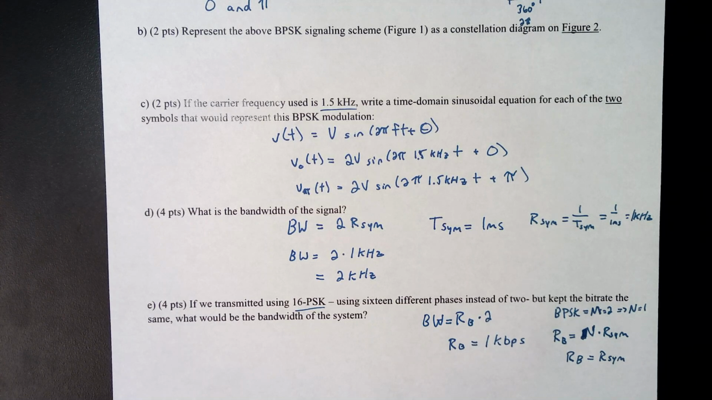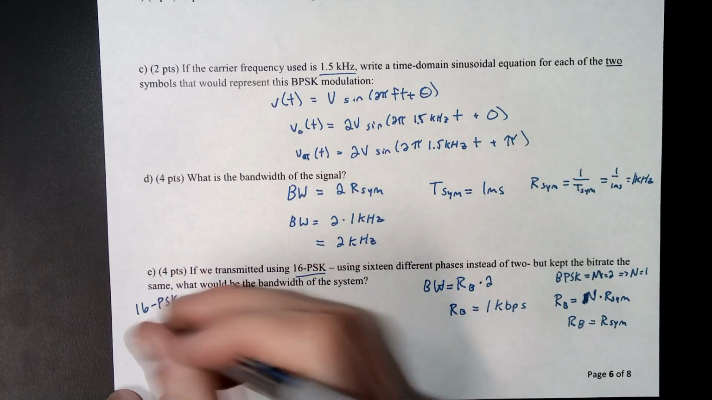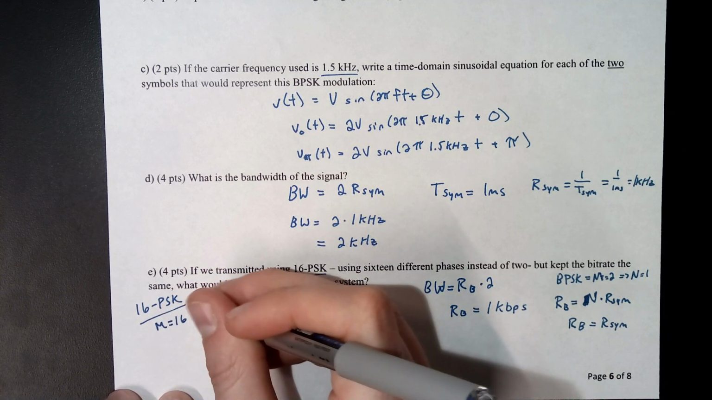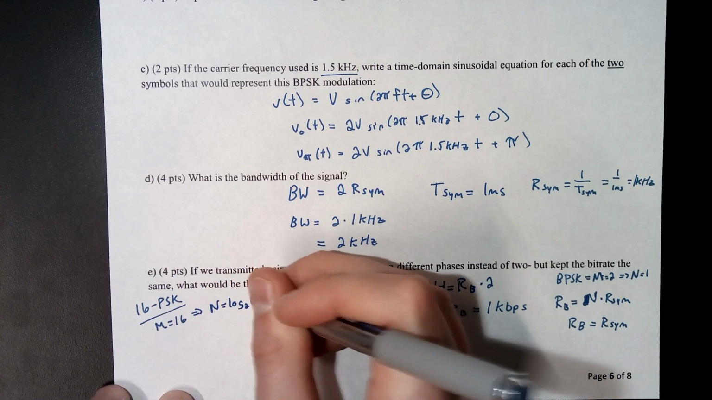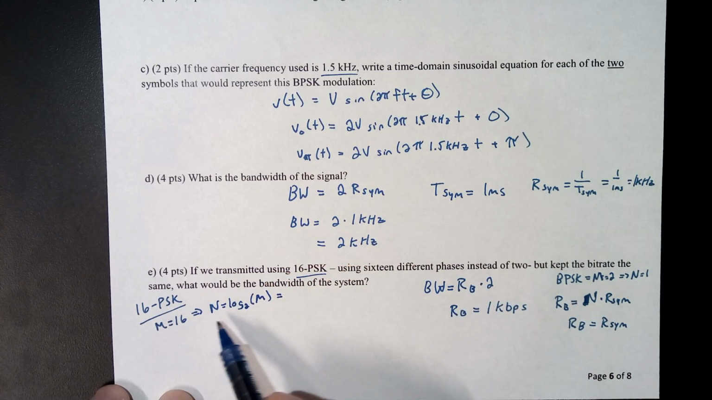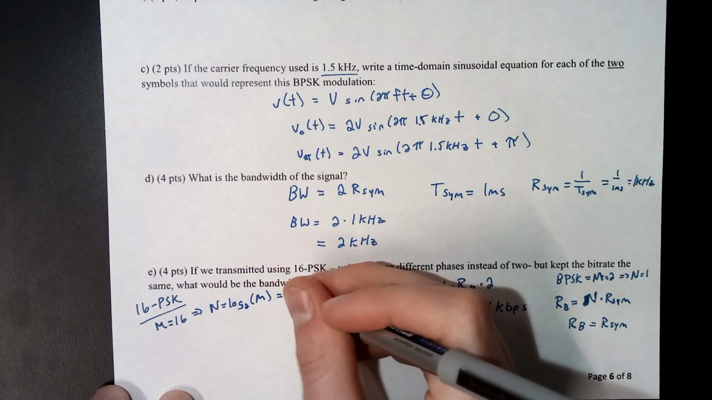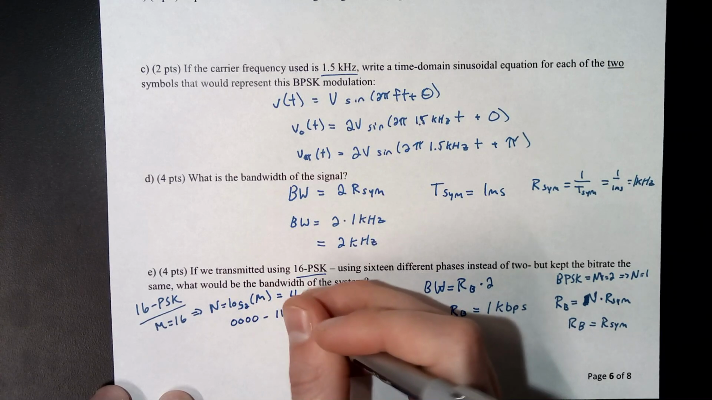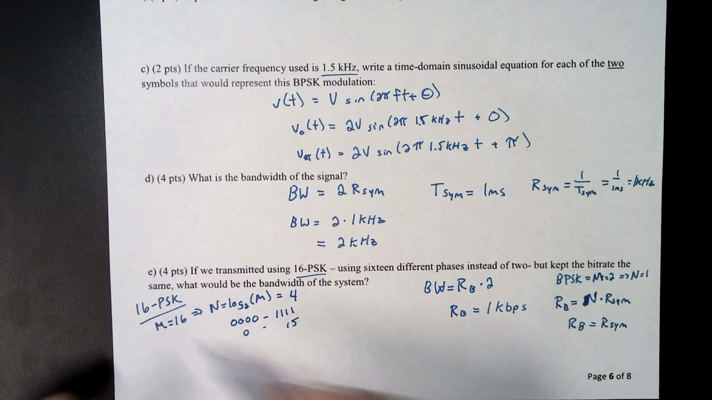So then we have to think about what happens for 16 PSK. In 16 PSK, we have M equals 16, and that implies that N equals log 2 of M. However many symbols translates into the number of bits we can send per symbol, and that's going to imply that N is 4. And we have the values 0, 0, 0, 0 up to 1, 1, 1, 1, 0 to 15. That's our 16 different symbols, which represent those values. So 4 bits.